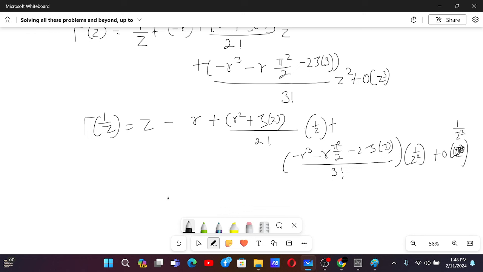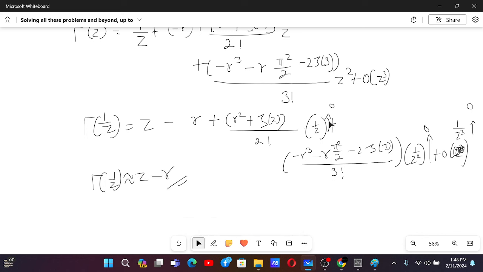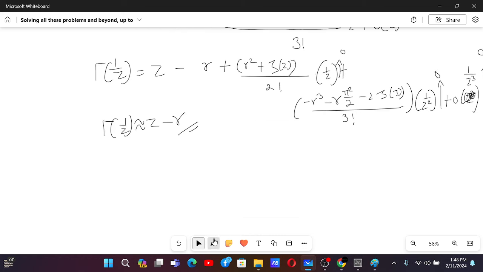Now if z is somehow big, a bigger value, in that case these higher-order terms will just go to 0. So we can say that gamma of 1 by z is approximately equal to z minus gamma. You can also check these values; these are going to 0.